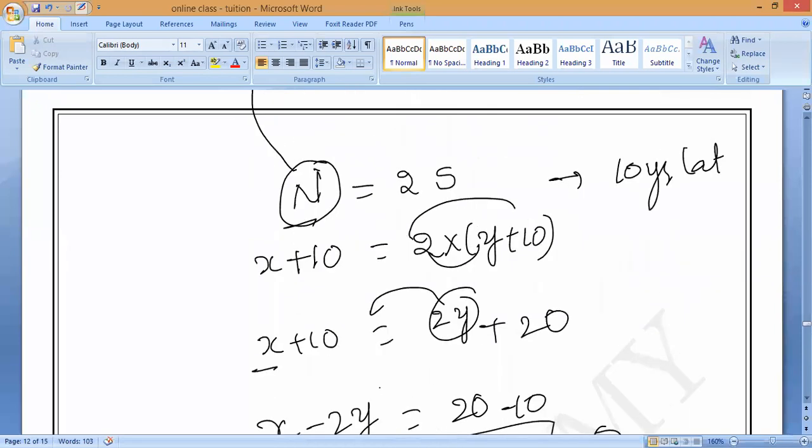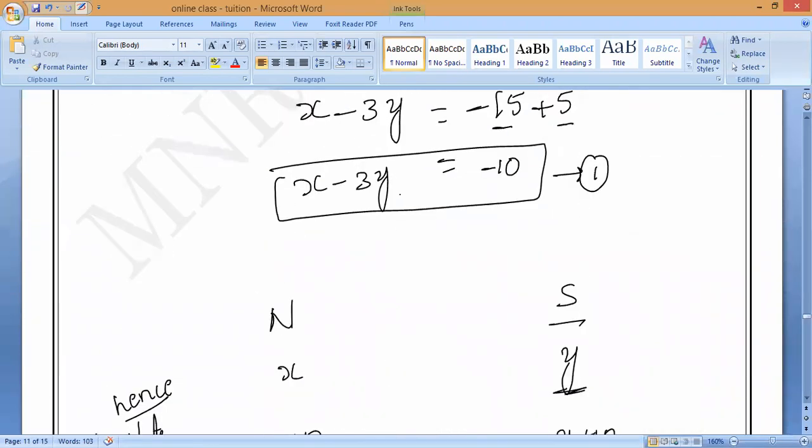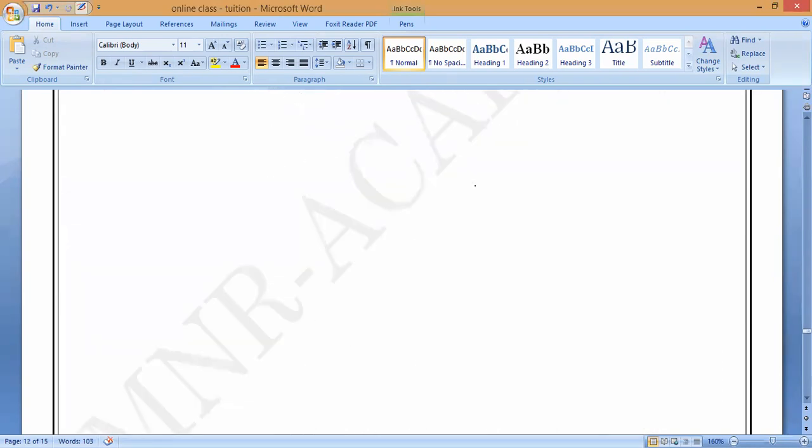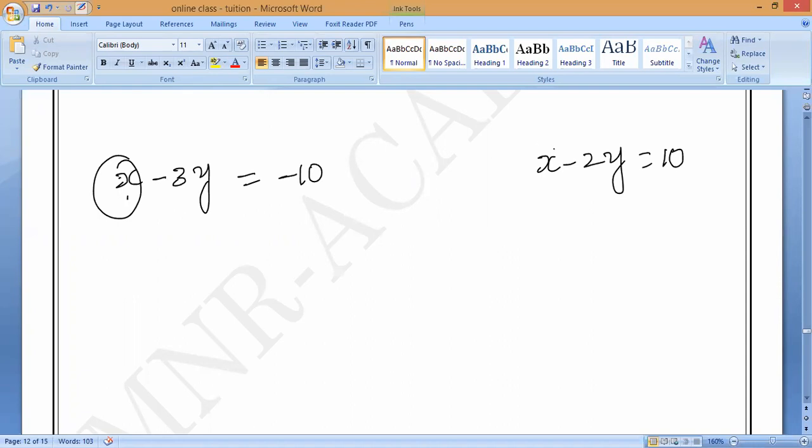See, what is the first equation? X minus 3y equal to minus 10. And the second: X minus 2y equal to 10. But we can cancel X using subtraction. What is the X coefficient here? 1. Here also the X coefficient is 1.